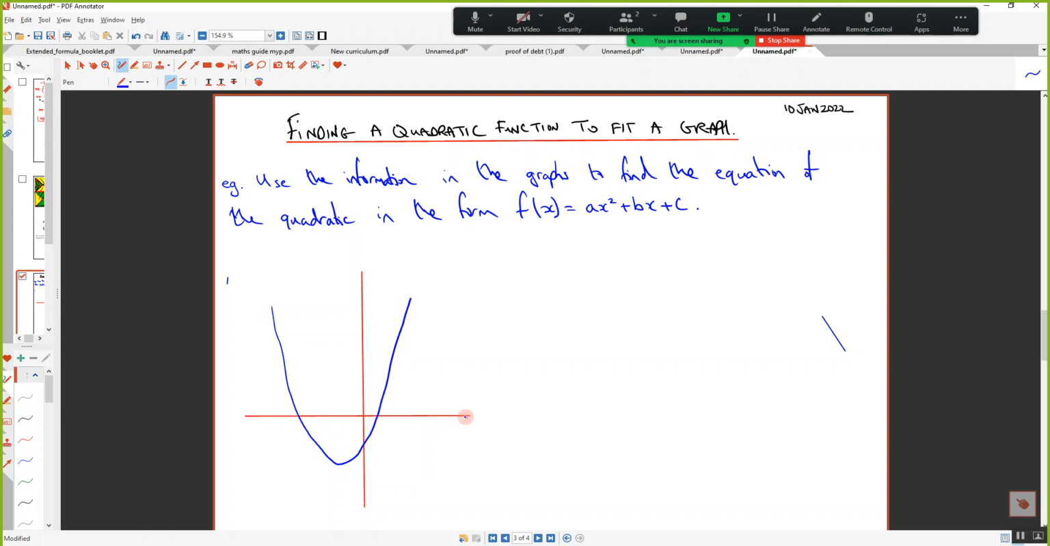Okay, so here's our quadratic, there's our x-axis, our y-axis, and we're given that it goes through this point, 3, 0. We're also told that it goes through this one, which is negative 4, 0. And we're told that it crosses the y-axis at 0, negative 24. So we're given quite a bit of information here.